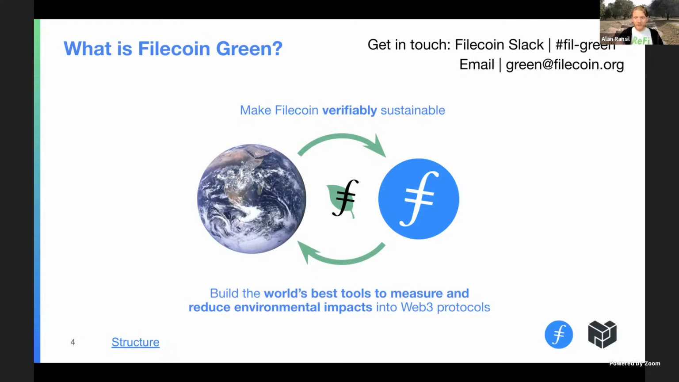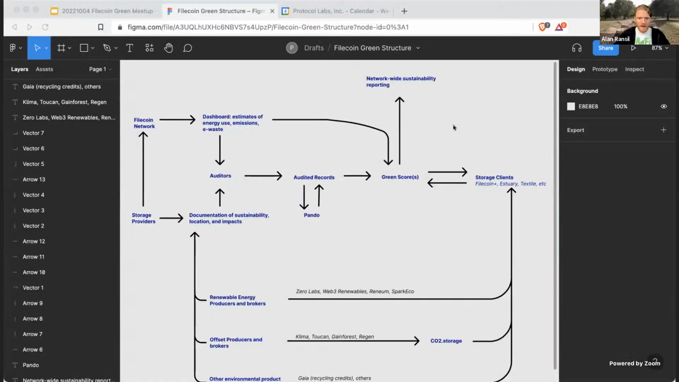We've talked about this a lot. We've written about this a lot. But I wanted to talk about specifically, how does Filecoin Green work? What are all the moving pieces to it? And so I'm gonna just screen share this over here. This is a Figma diagram of the structure of Filecoin Green.